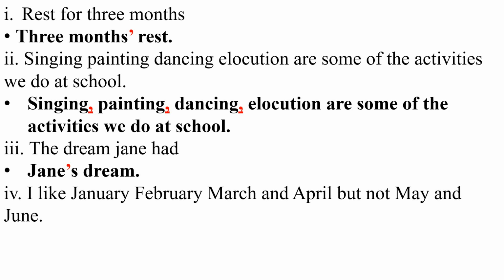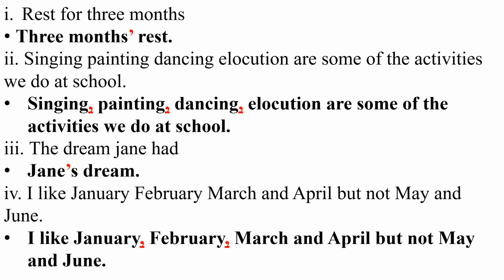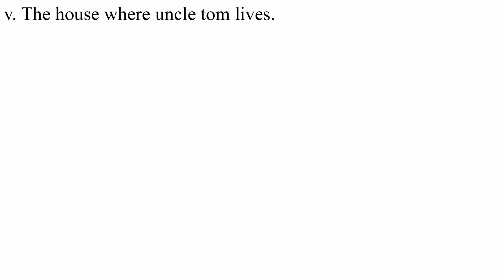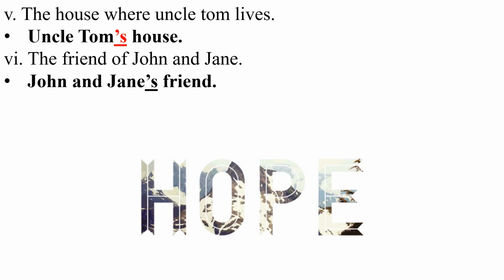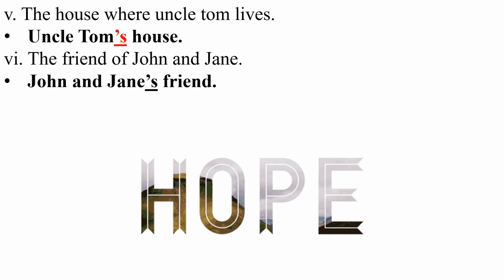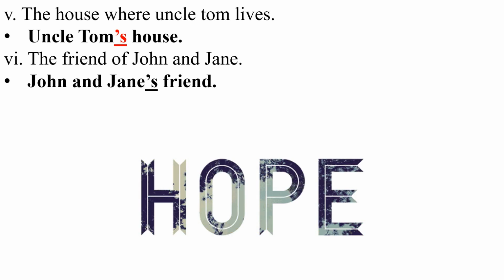I like January, February, March and April but not May and June. We have used comma and full stop in this sentence. The house where Uncle Tom lives. Uncle Tom's house. We have used apostrophe s and full stop in this sentence. The friend of John and Jane. John and Jane's friend. We have used apostrophe s and full stop in this sentence. Hopefully, you understood the use of apostrophe and comma by solving this exercise.